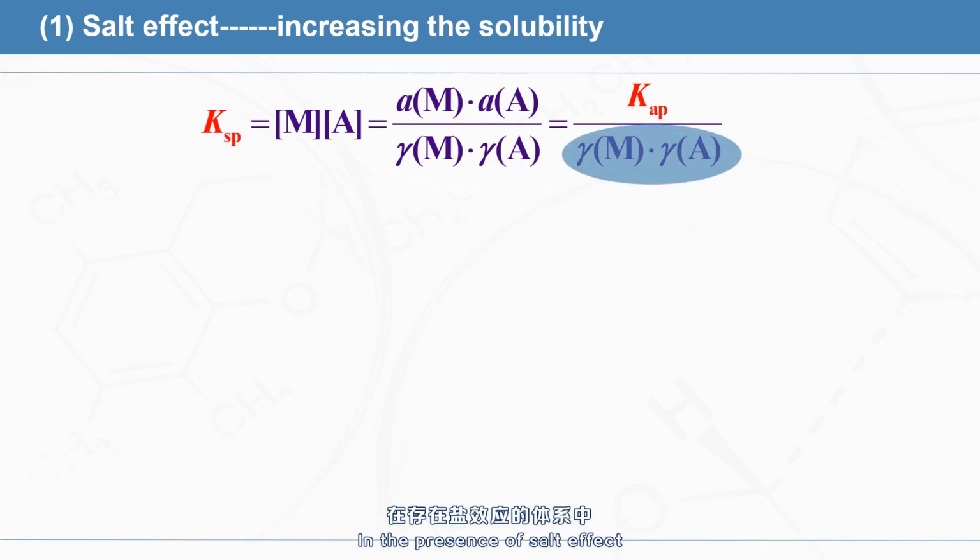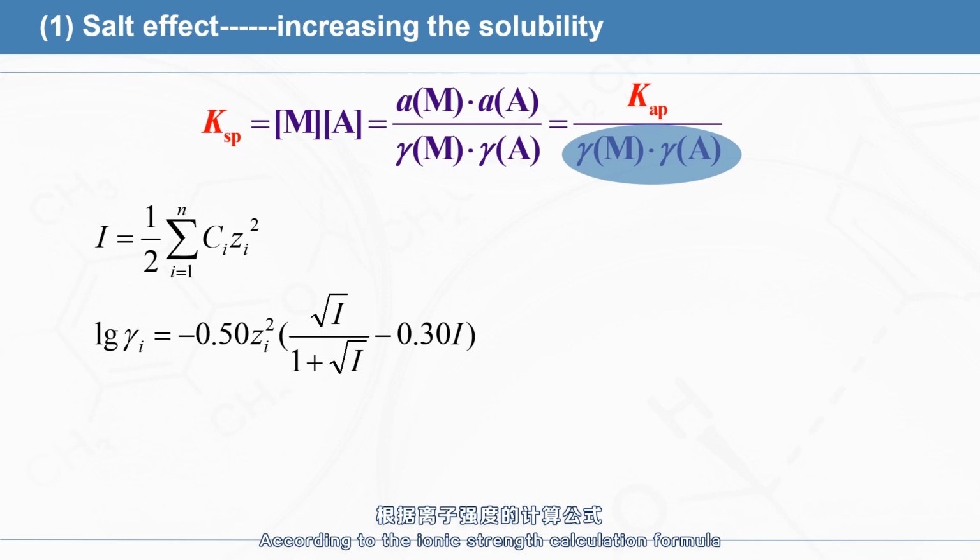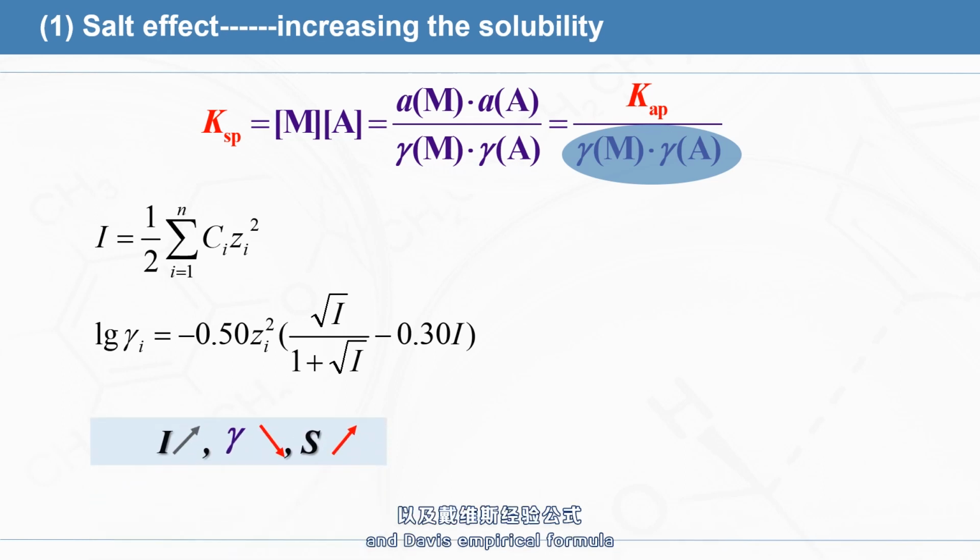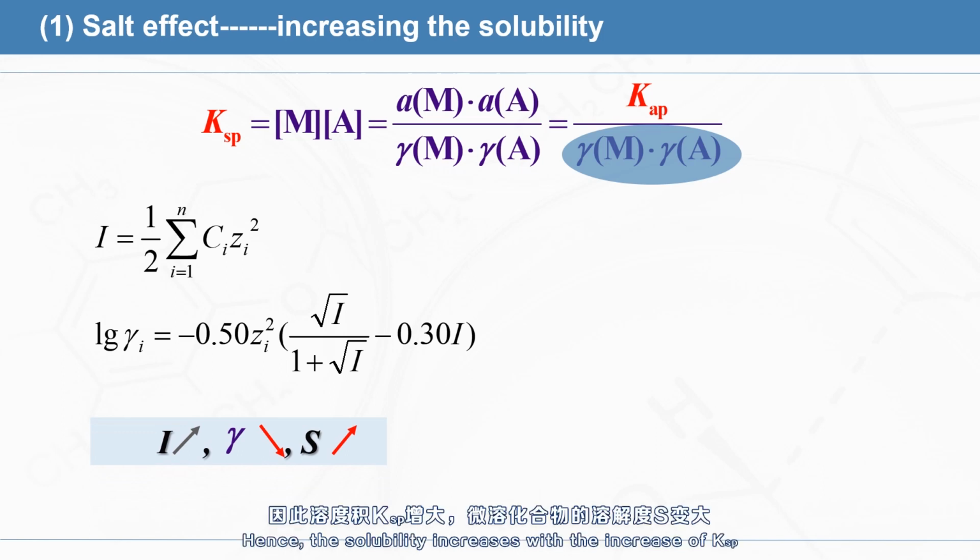In the presence of salt effect, ionic strength will increase. According to the ionic strength calculation formula and Davis empirical formula, we will find the greater ionic strength, the smaller ion activity coefficient is. Hence, the solubility increases with the increase of KSP.